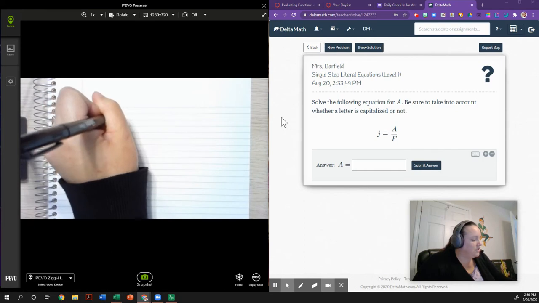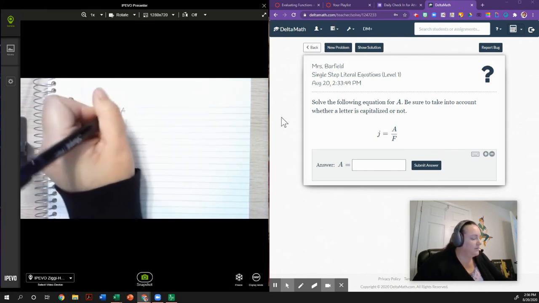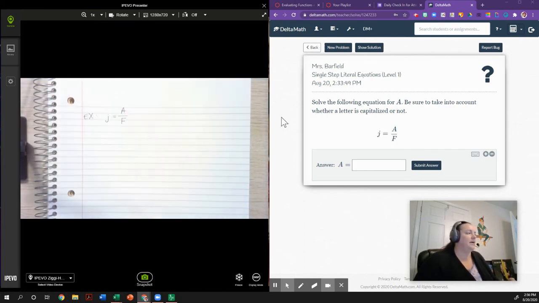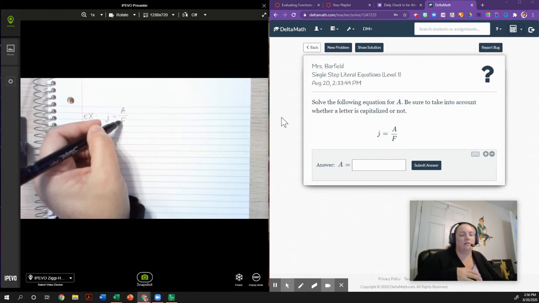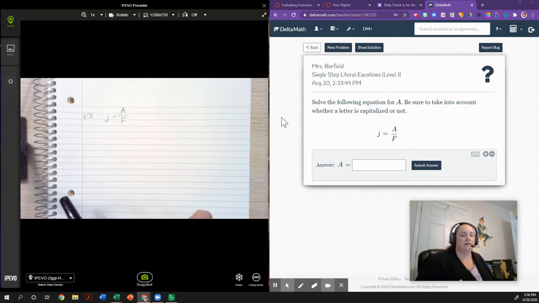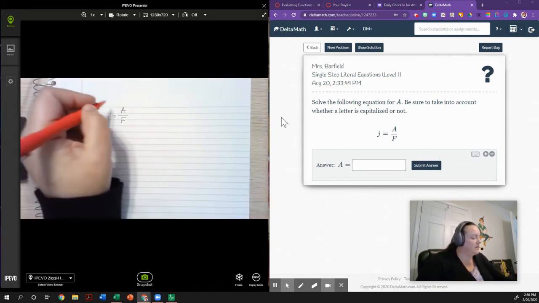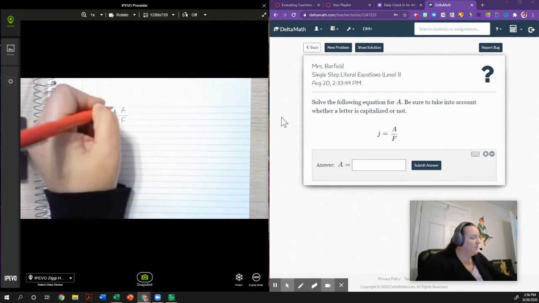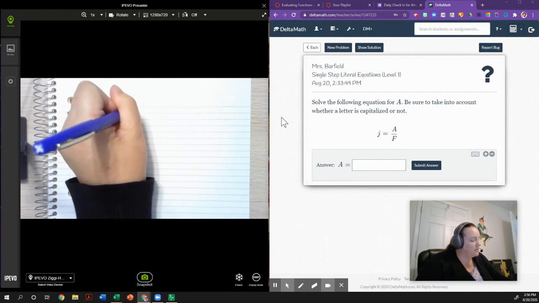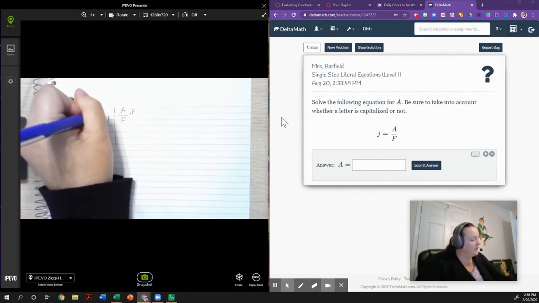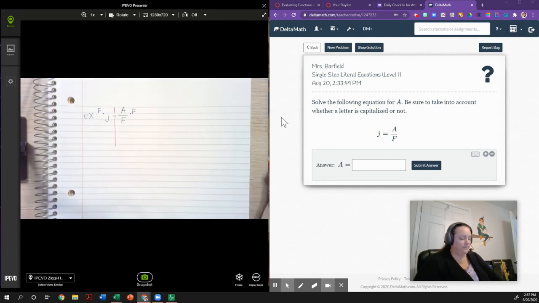All right. So if I write down my example, I have a lowercase j equals capital A divided by F. Okay, and I want to get A by itself. So this is A divided by, say, F equals 5. So A divided by 5. How would I get A by itself? Well, I would multiply both sides of the equation by the denominator. So if I have my wall, I would multiply both sides by the denominator. So I'm going to multiply by F, and I'm going to multiply by F.